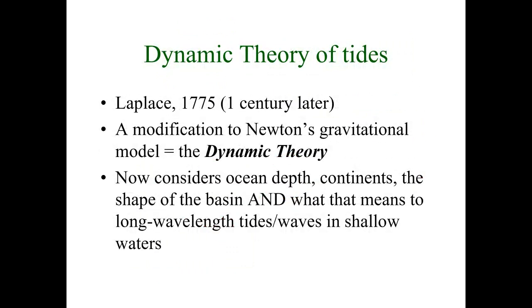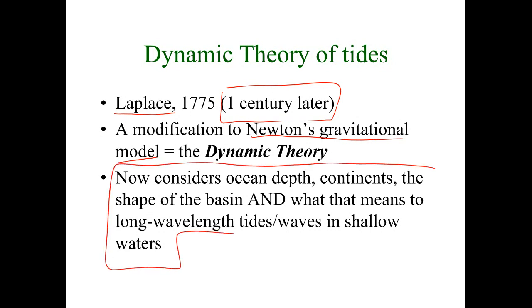So along comes, over a century later, Laplace, the second scientist. He keeps Newton's gravitational model. He keeps everything that Newton came up with, but adds all the parts that were missing. In adding all of those parts and factoring in what we now know about waves, he renames it the dynamic theory of tides. Equilibrium implies everything is equal. We know they're not equal, so that's not a good name for it. Dynamic implies change, constant change.